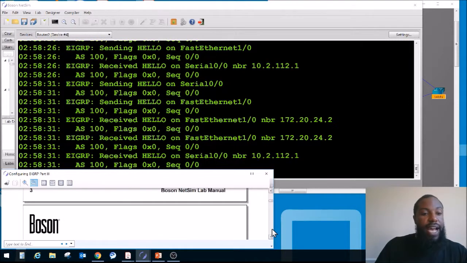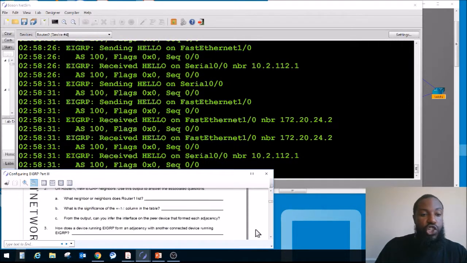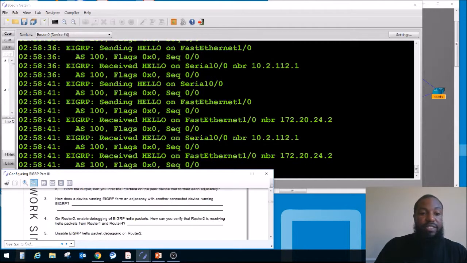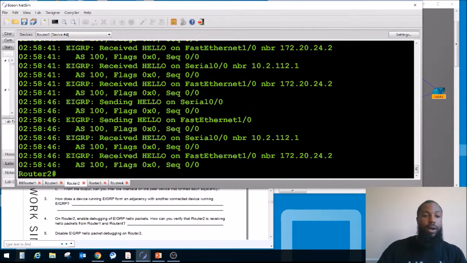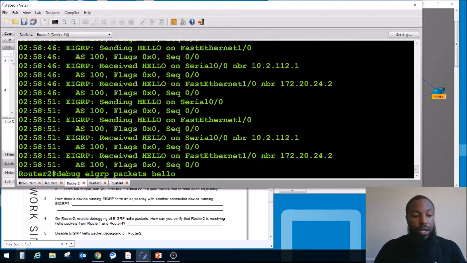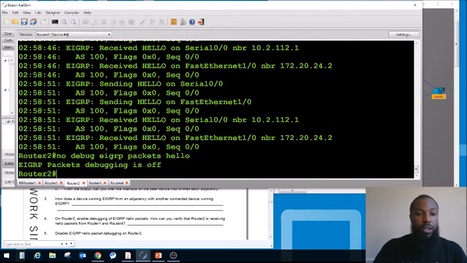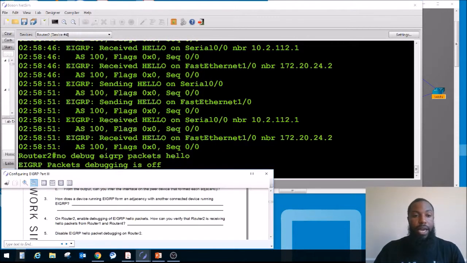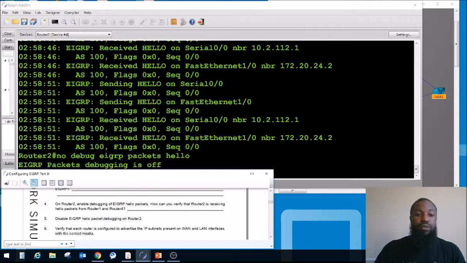All right, so task 3, question 5. Disable hello packet debugging on router 2. So we're going to do the same thing with no. Now EIGRP packet debugging is off. Verify each router is configured to advertise the IP subnets present on a WAN and LAN interface.